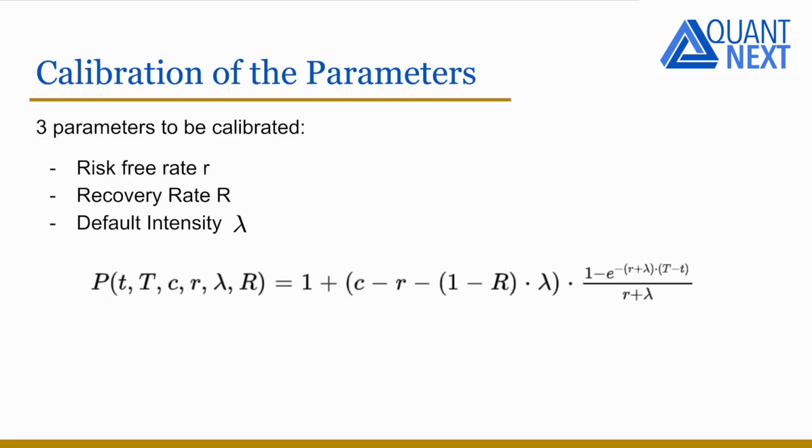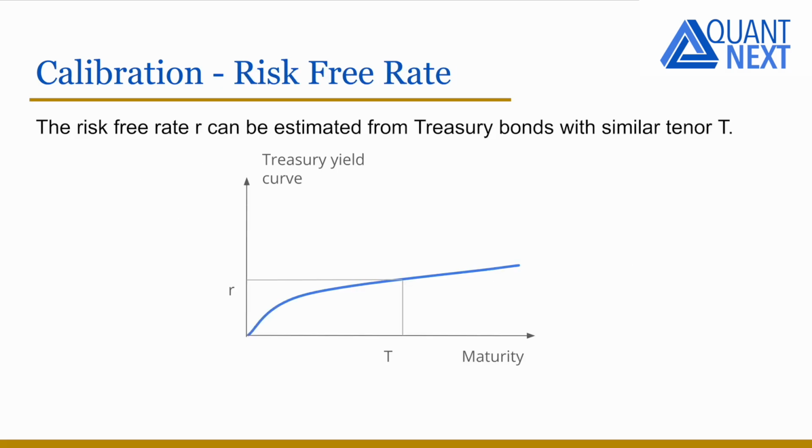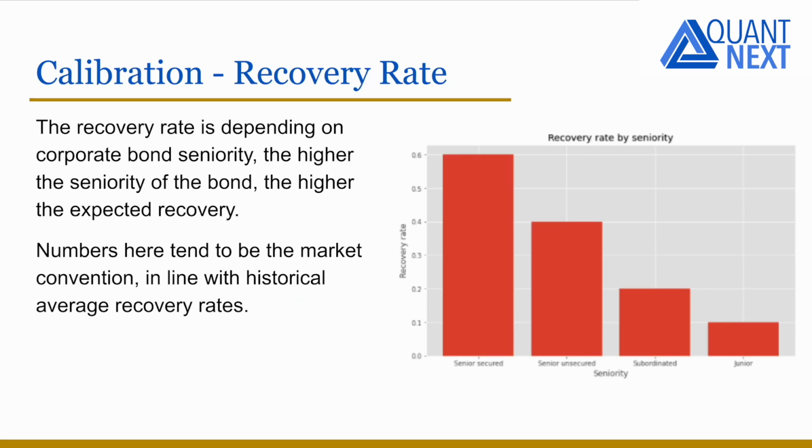There are three parameters to be calibrated in our pricing model: the risk-free interest rate R, the recovery rate capital R, and the default intensity lambda. The risk-free interest rate can be estimated from treasury bonds with similar tenor to the bond. The recovery rate depends on corporate bond seniority. The higher the seniority of the bond, the higher the expected recovery. Numbers here tend to be market convention in line with historical average recovery rates. The recovery rate of a senior unsecured bond will typically be 40% on average.